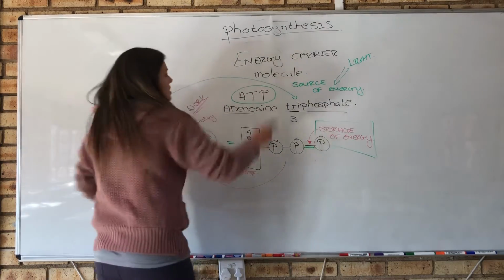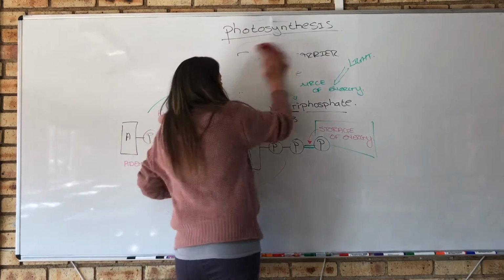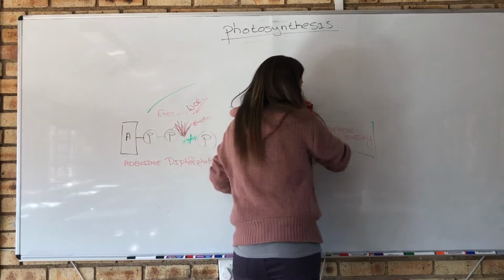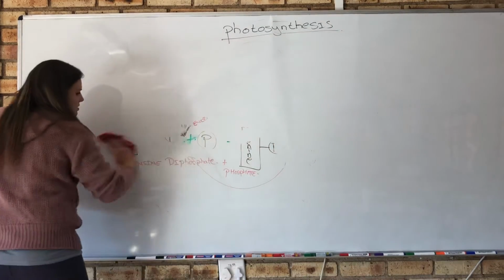So grade 11s, that's just an understanding of this molecule called ATP. Now we're going to look at the process of photosynthesis. Let me take this off the board. This is just understanding an energy carrier molecule. Now we need to look at the process of photosynthesis.